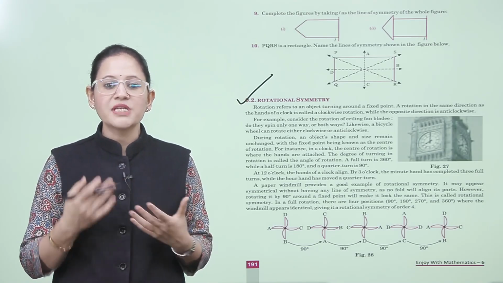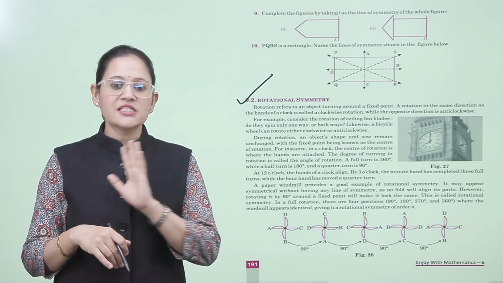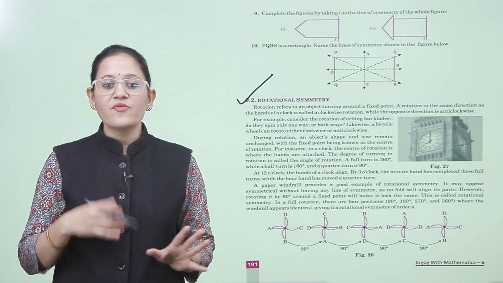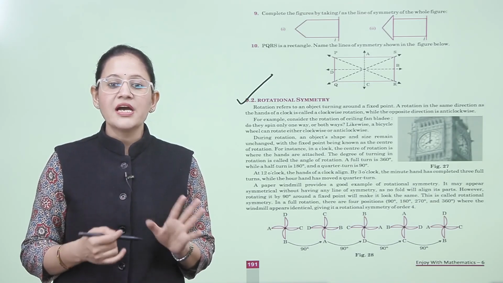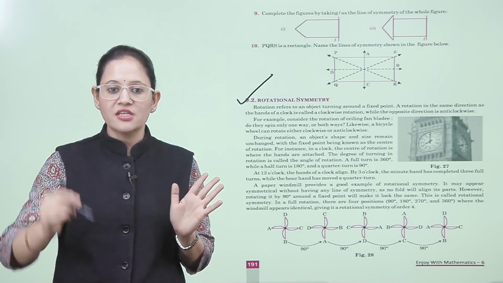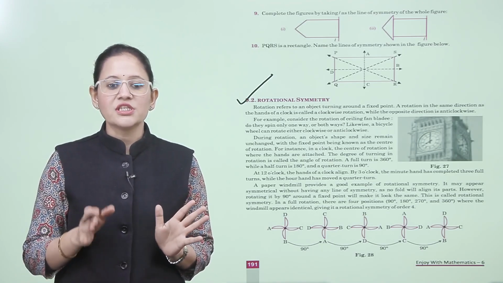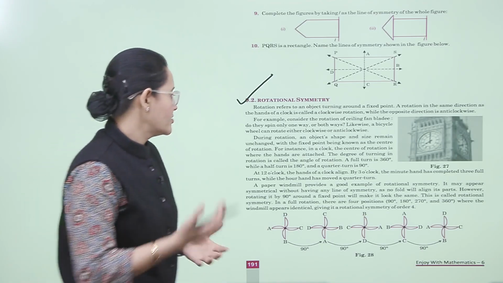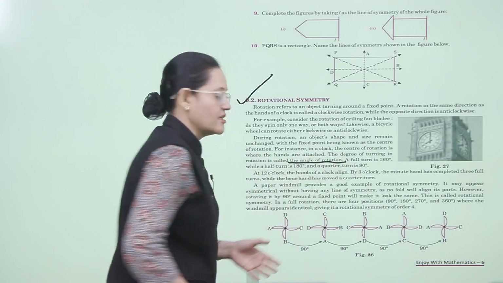During rotation, an object's shape and size remain unchanged. So if an object is rotating, its size and shape will not change, with the fixed point being known as the center of rotation. For instance, in a clock, the center of rotation is where the hands are attached, that is the fixed point around which the hands are moving. Clear? The degree of turning in the rotation is called the angle of rotation.